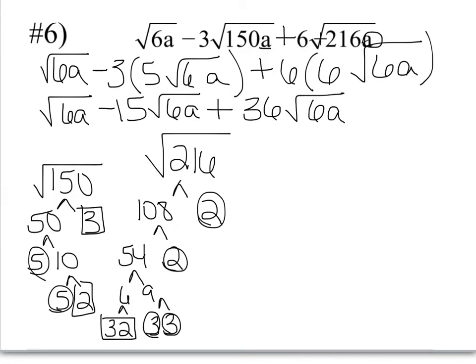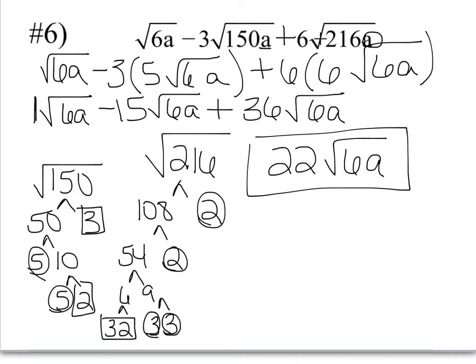So because all of my indexes and my radicands are all the same, I can go ahead and add my coefficients. So don't forget, there's a 1 out in front here. So 1 minus 15 is negative 14. Negative 14 plus 36 is 22. And then you just tack your square root of 6a onto the back of it.